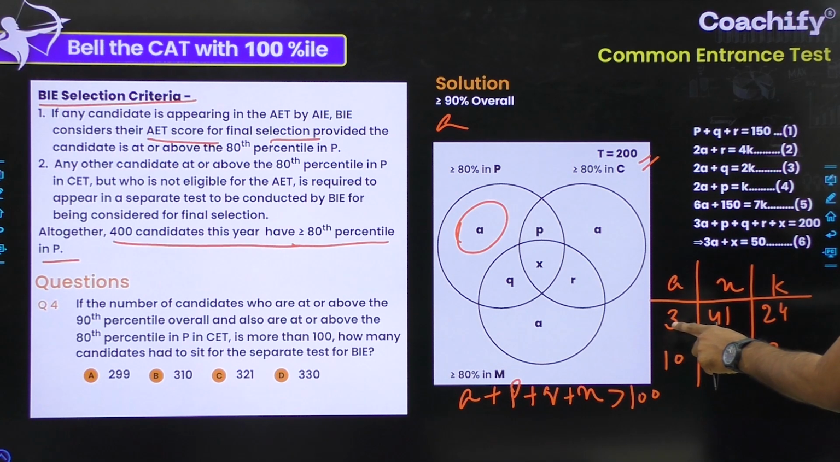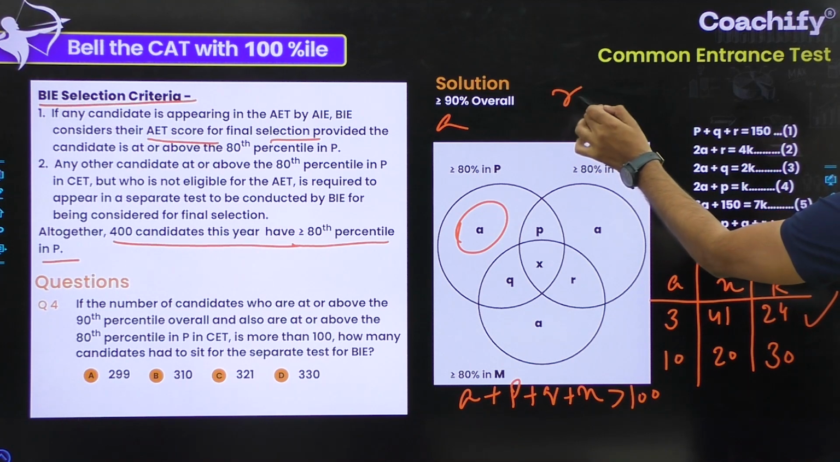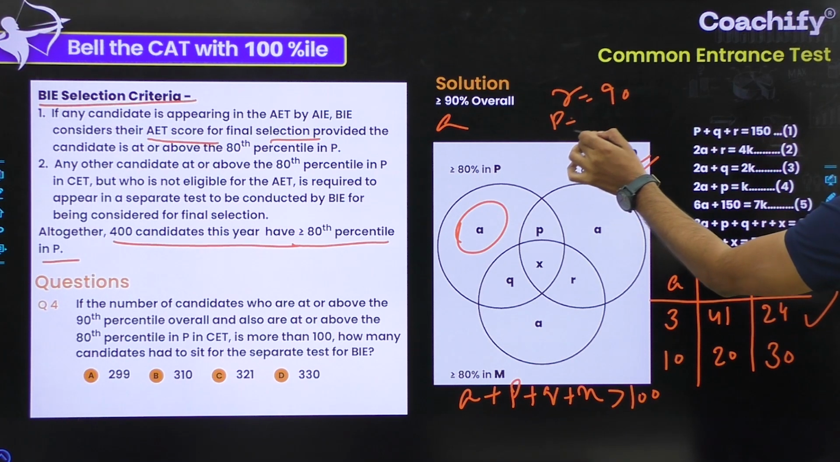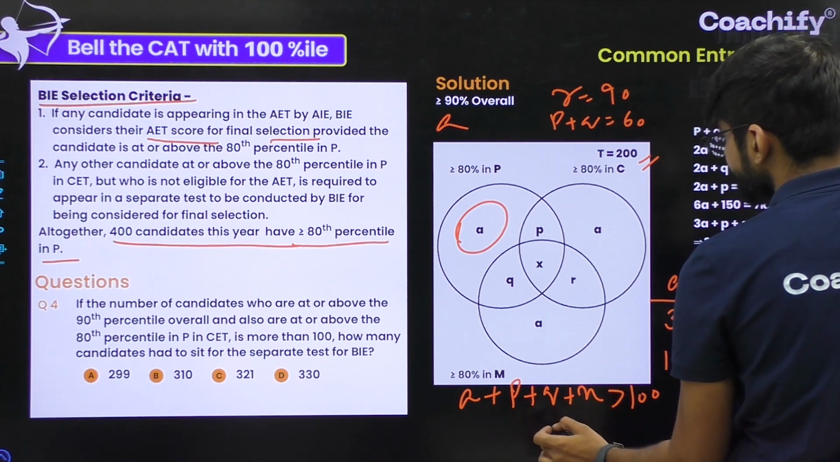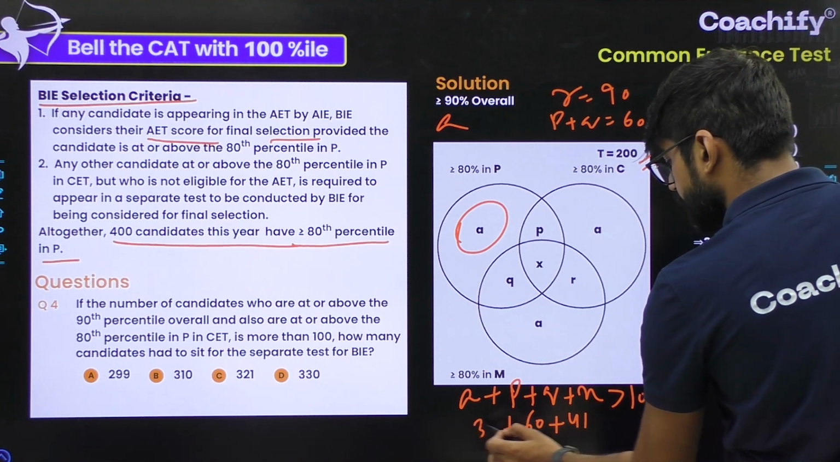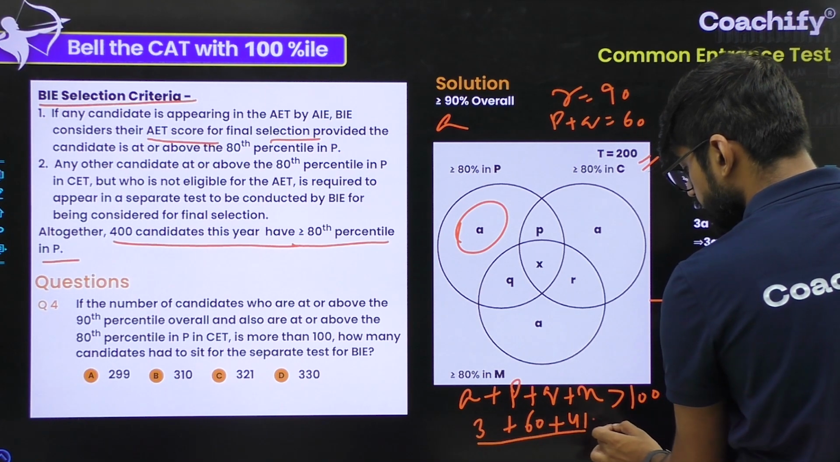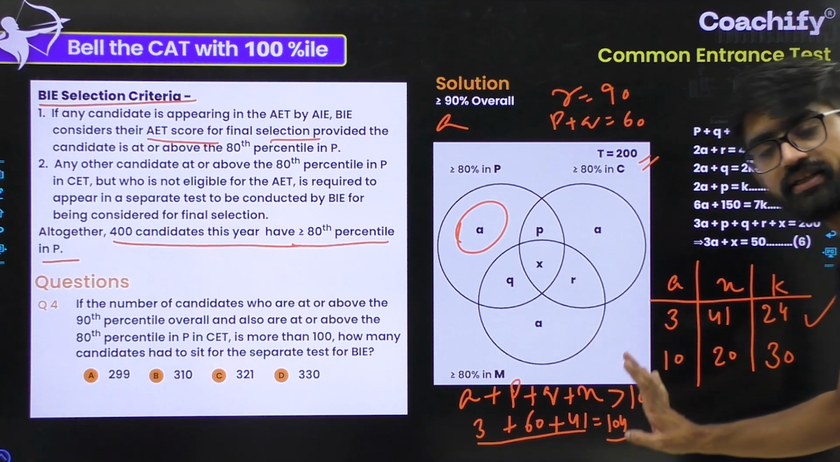So when we take A as 3, first case, let's talk about this case. When we take A as 3, this becomes 6, right? 3 into 2 will be 6 and 24 into 4 will be 96. So 96 minus 6 will be 90. So R is 90. That means P plus Q is 60. Then only this sum will be 150. So P plus Q will be 60, X will be 41 and A will be 3. How much is this sum? This sum is coming out as 104, which is definitely more than 100, right? So in this condition, when we are taking A as 3, our condition is getting satisfied, right?